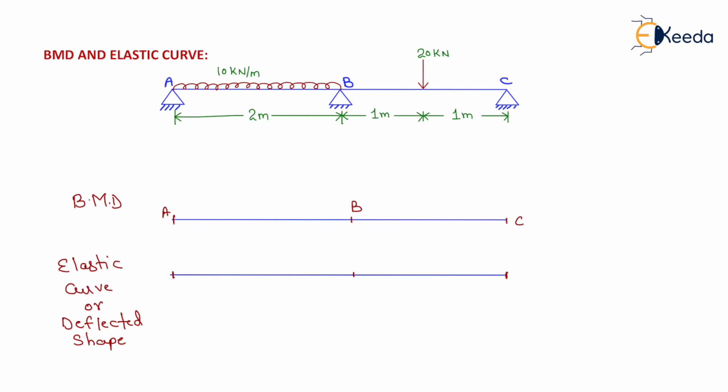Now we need to plot the bending moment diagram as well as the deflected shape or elastic curve of the beam ABC. Due to the given loading of 10 kN per meter on span AB, the maximum positive midspan bending moment will be equal to WL square by 8, and its shape is parabolic because of the uniformly distributed load. So it will be like this, and its magnitude will be WL square by 8. On putting the value, we will get plus 5 kilonewton meter.